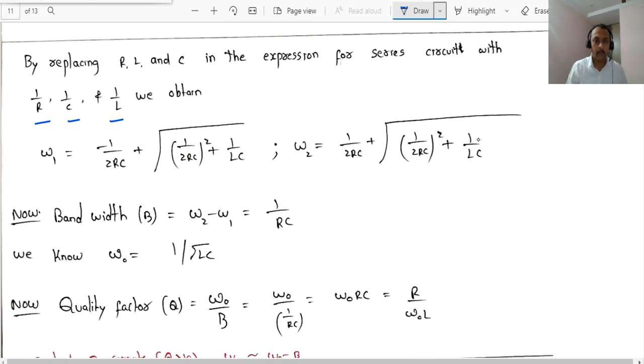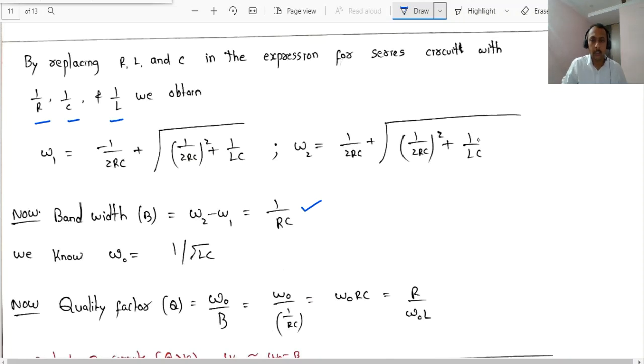If you want to find the bandwidth, simply omega 2 minus omega 1, it is equal to 1 by RC. And also we know that omega naught equal to 1 by root LC. Now the quality factor Q is given by omega naught by bandwidth. But what is the bandwidth? 1 by RC. So it is the same as omega naught into RC. This is also the same as R by omega naught L.